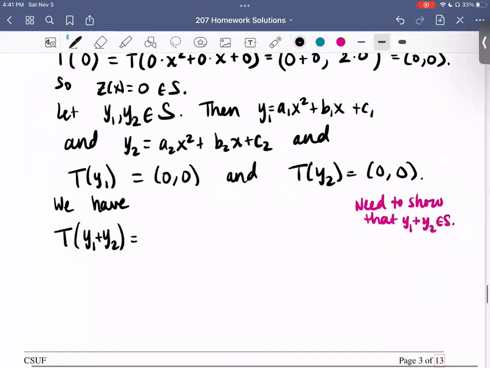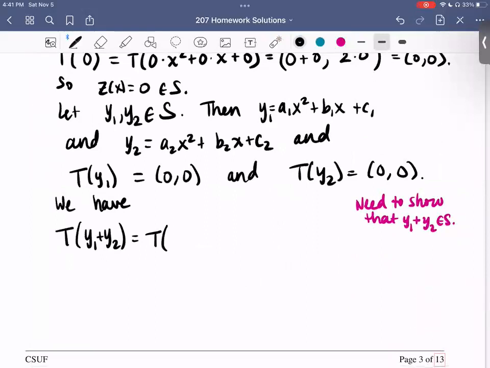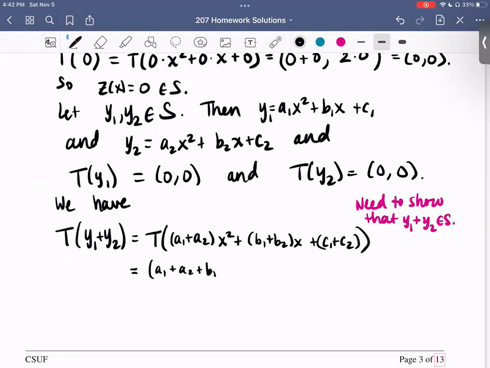I am then applying the transformation to the sum of y1 and y2, which is going to look like this. I'm just grouping them already because I did that argument earlier. So we already know this is what the sum of y1 and y2 looks like. If I apply the transformation, I'm going to get a1 plus a2 plus b1 plus b2, and then 2 times c1 plus c2.